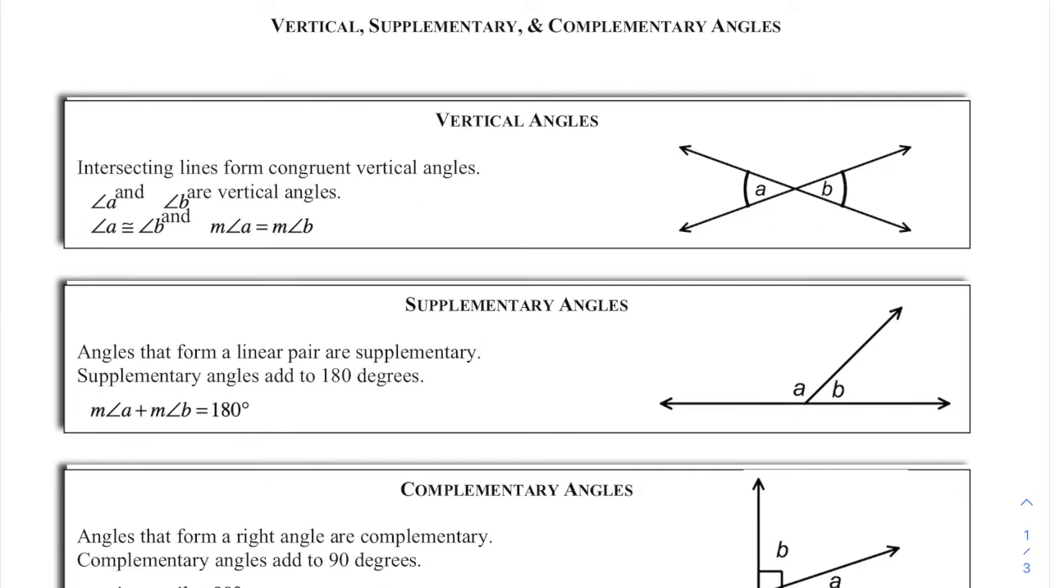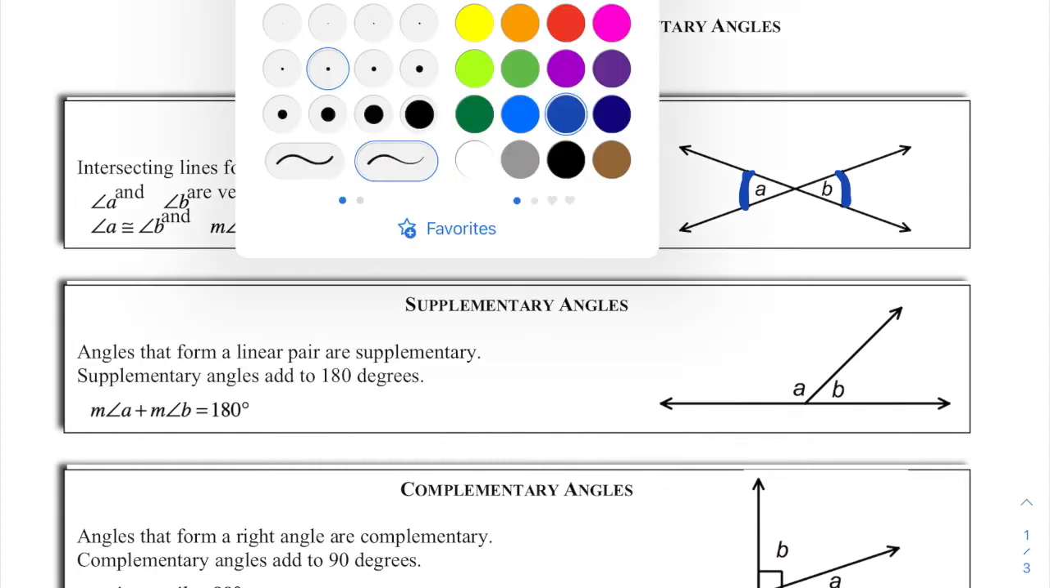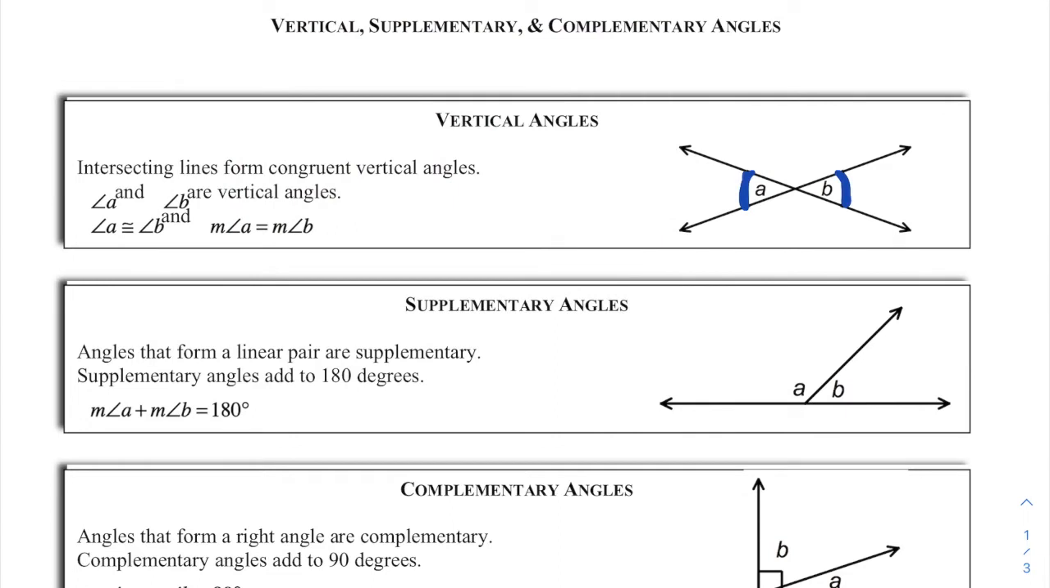Vertical angles are equal. If we have two intersecting lines, then the angles opposite are vertical angles. So we could say angle A and angle B are equal or congruent. These here, I'll call them C and D. These are also vertical angles. So angle C and angle D are also equal or congruent.